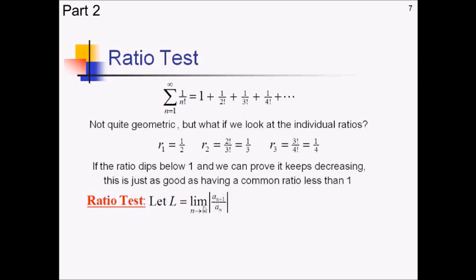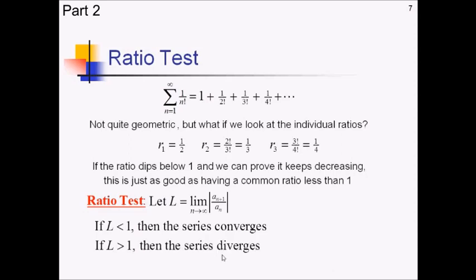If this nth ratio is less than 1, that's like having a common ratio of less than 1 with the geometric series. It shows that we have a converging series. If, on the other hand, this limit is greater than 1, well, that's like having a common ratio bigger than 1. It proves the series is diverging. It shows the ratios are getting bigger and bigger, so we're adding bigger and bigger numbers as we go.